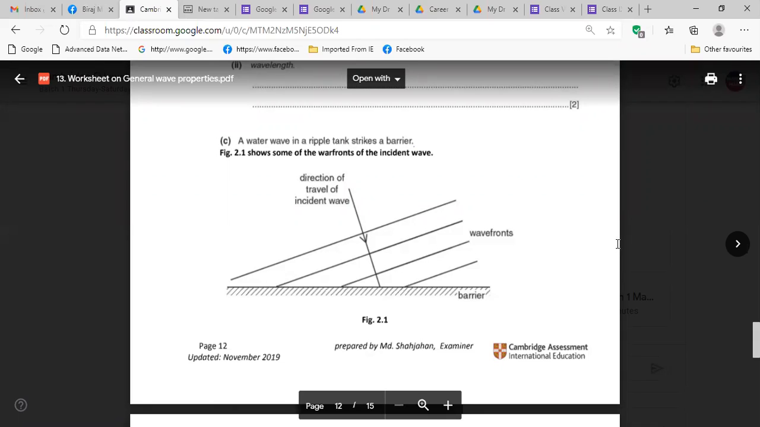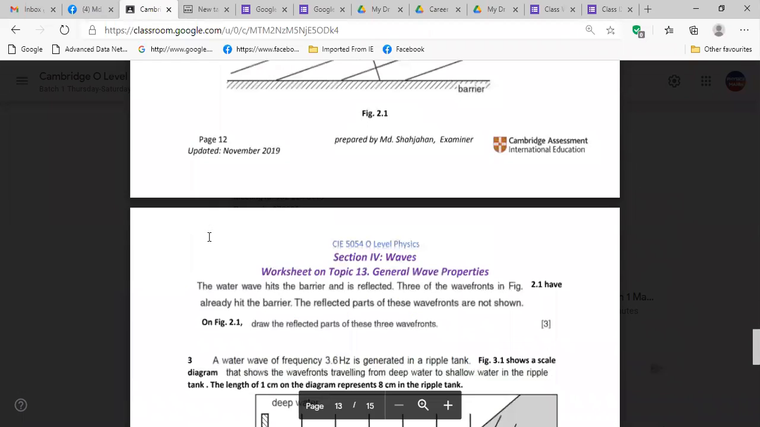So this diagram we have to draw. Here you continue. The water wave hits the barrier and is reflected. Three of the wavefronts in figure 2.1 have already hit the barrier. The reflected parts of these wavefronts are not shown. On figure 2.1, draw the reflected parts of these three wavefronts.